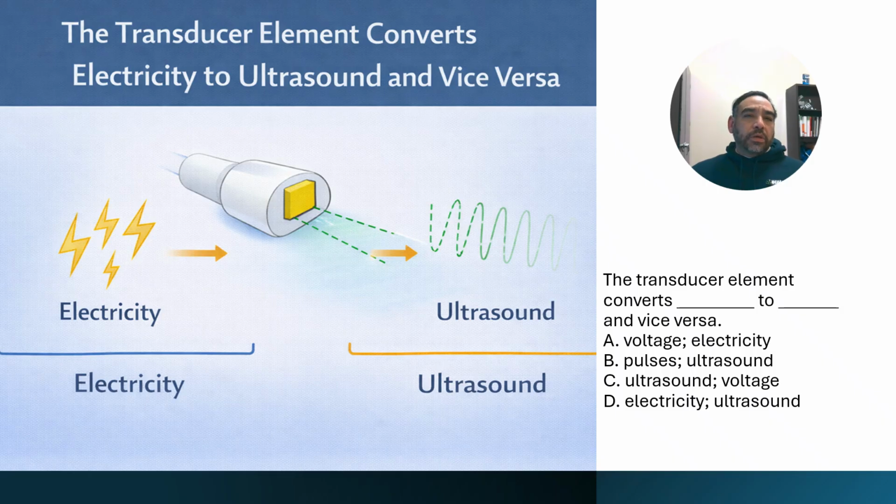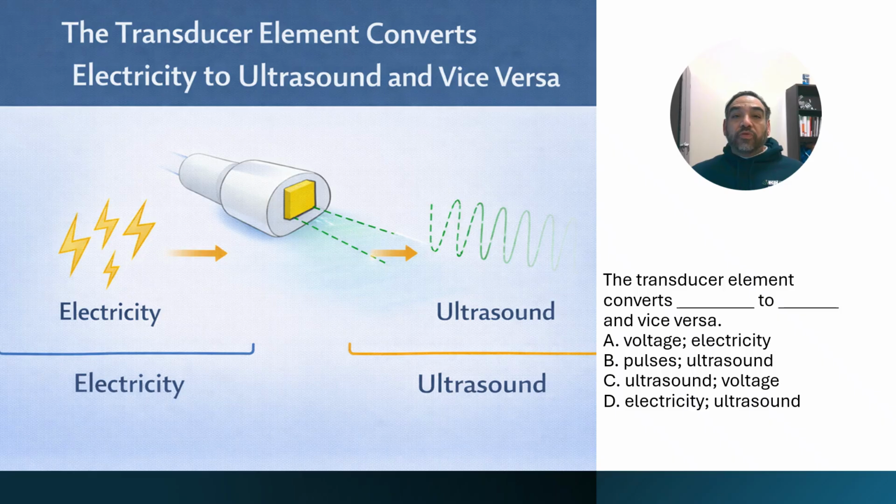Okay, so question number one says the transducer element converts blank to blank and vice versa. The answers available are A, voltage and electricity, B, pulses and ultrasound, C, ultrasound and voltage, and D, electricity and ultrasound. Now, the correct answer that they're looking for here is D, electricity and ultrasound. So let's talk about why that's correct.